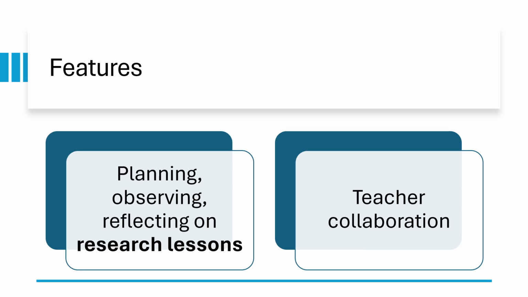Two of the most important features of lesson study are, one, planning, observing, and reflecting on research lessons. These are lessons that are specially designed to be analyzed, for people to come in, watch how it's done, and then reflect and debrief on it later. Another important aspect is that this is done collaboratively, not in isolation. So a group of teachers get together, they plan out a lesson together, they observe one teacher teaching the lesson, and then they get back together to reflect on how things went.